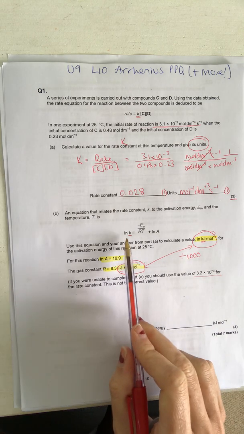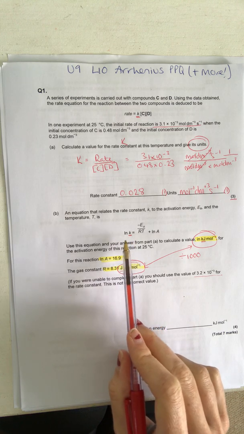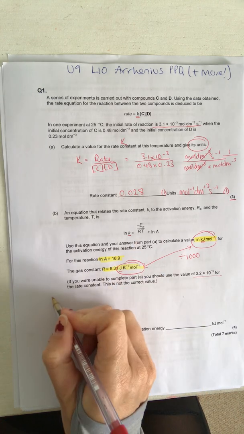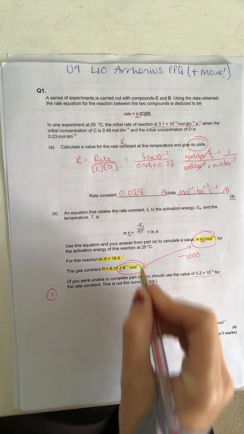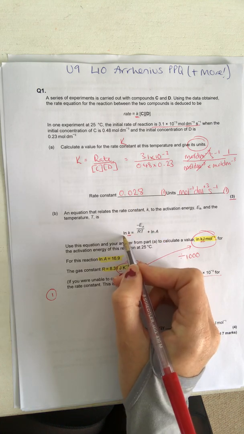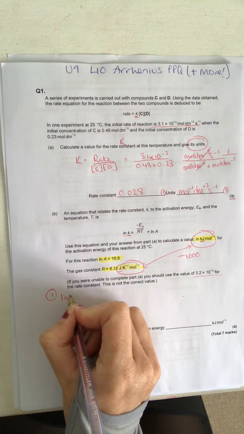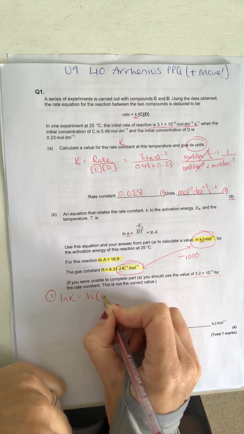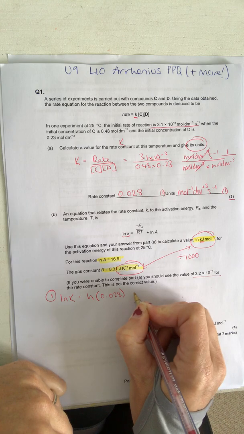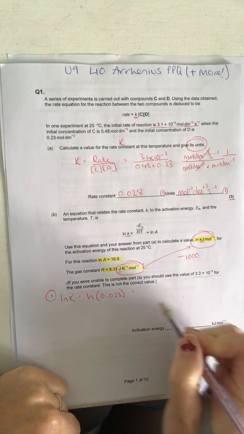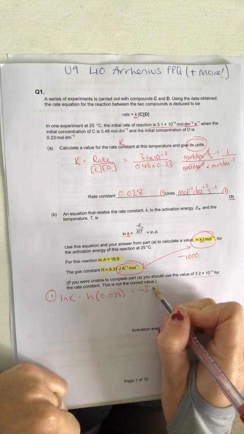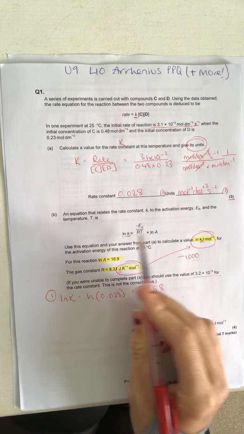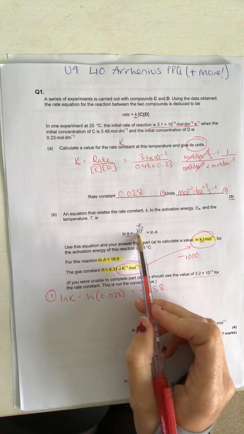Anyway, what do we need? Activation energy, right. There are a couple of ways you can do this. First of all, I'm going to write this down in sequential steps. We've got k, but we don't have ln k. So the first step is to work out ln k. That's ln of 0.028, which gives you minus 3.58. Now we've got ln k, and we've got ln A, and we've got R, and we've got T.